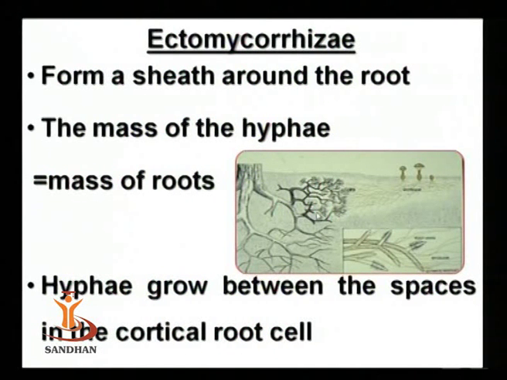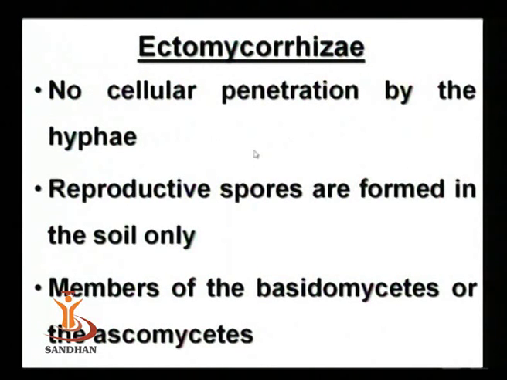You can even see from the picture. This particular figure shows the growth of the mycorrhizae on the root surface. Hyphae grow between the spaces of the cortical root cells only. They are not penetrating inside, and that's why they are ectomycorrhizae. No cellular penetration by the hyphae.